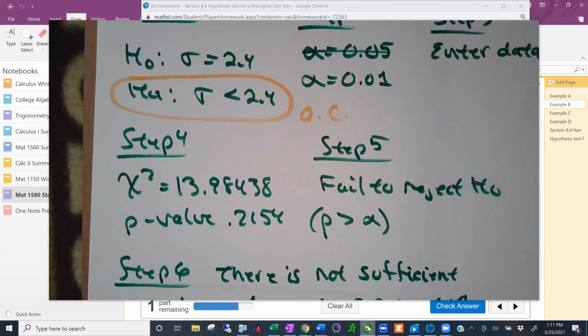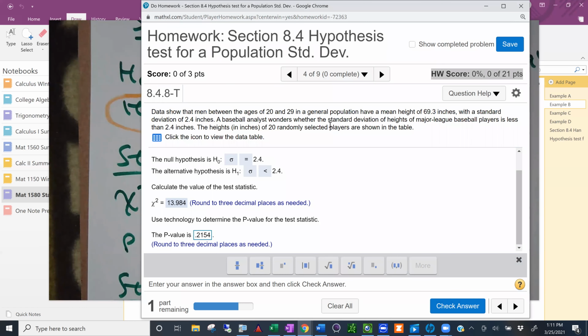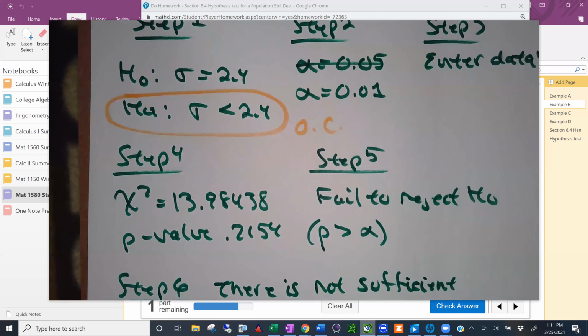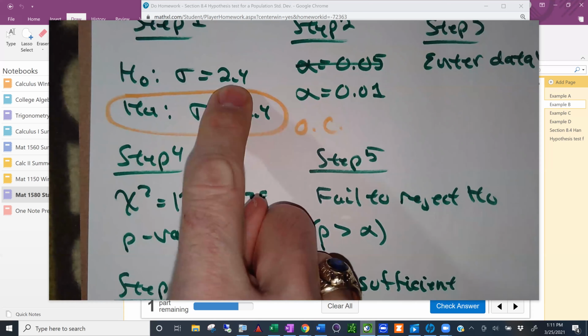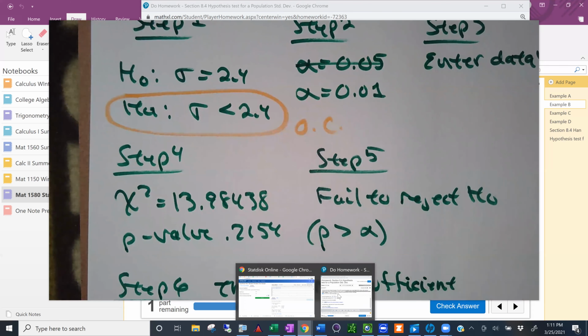As far as a recap is concerned, here was the original problem, and we can see that we're testing a claim about a standard deviation. The claim they're testing is that the standard deviation of heights of Major League Baseball players is less than 2.4 inches. That gave us our original claim, right here.